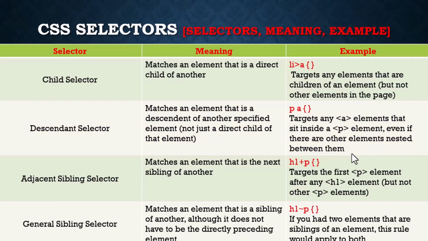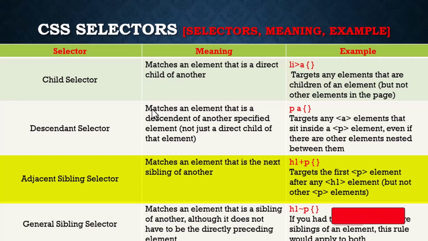And we have adjacent sibling selector. Adjacent sibling selector matches an element that is the next sibling to another. And how you represent it, let's say H1 and there's a plus and there's a P, and all your properties and values will come between the curly brackets. What this rule means is that it should target the first paragraph after any level 1 heading element, but not other paragraphs. It should be the first paragraph of every H1 element.